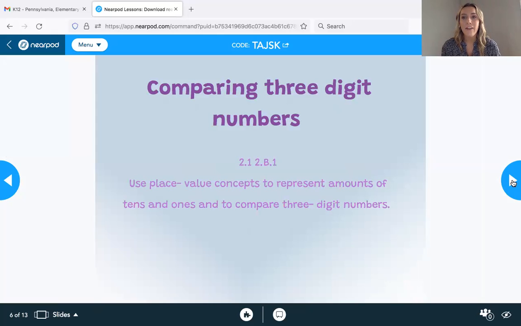Today we are comparing 3-digit numbers. We are going to use place value, hundreds, tens, and ones, to represent the amounts of tens and ones and compare 3-digit numbers. We're going to hear that word a lot, compare, okay, using place value.